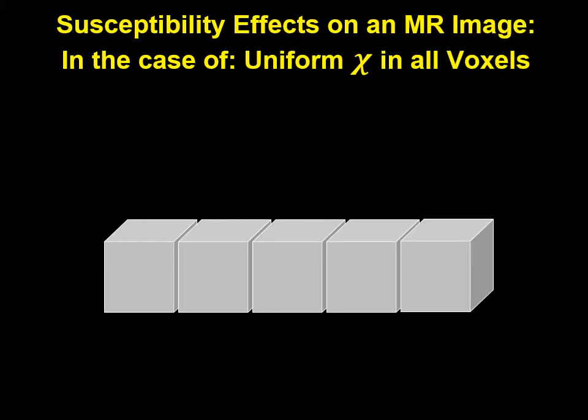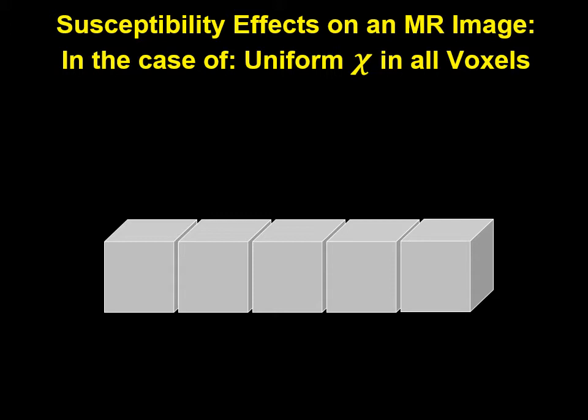In the next few slides, I'm going to work through some illustrative examples to show what happens when a series of adjacent voxels are in close proximity and have the same magnetic susceptibility, and what happens when the voxels are separated in space or when the susceptibility in one of the voxels changes.